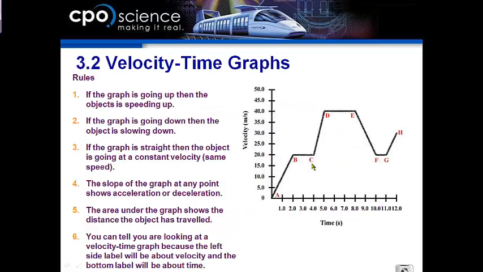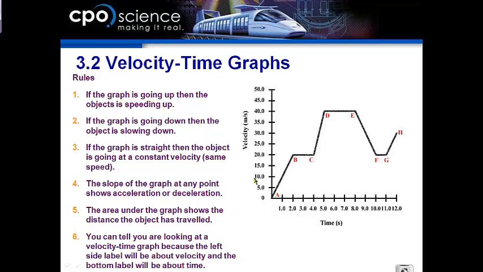So again, here is a velocity time graph. Here are our rules. We're going to look at the last rule first. First, you have to make sure you're actually looking at a velocity time graph. So to make sure, you look at the labels. On the left-hand side, it should have something about velocity: meters per second, miles per second, miles per hour. On the bottom, it should have something about time: seconds, hours, minutes. If you have that, then you know you have a velocity time graph. So that took care of rule 6. Okay. Now we're going to look at the others. Make sure you get these rules written down. They are important. You're going to need them, especially when you do problems in class.